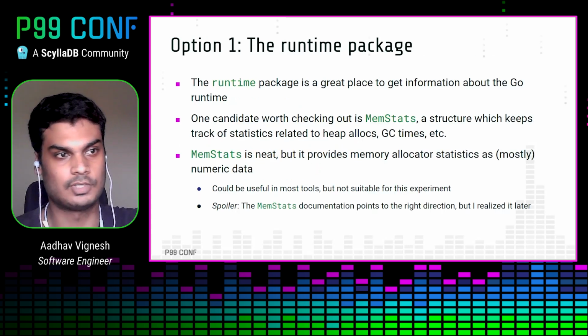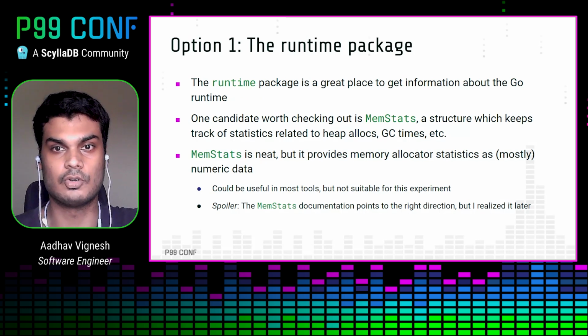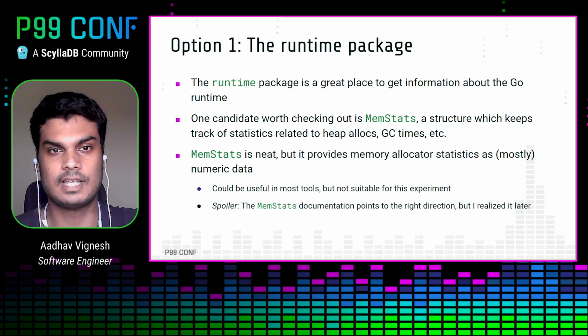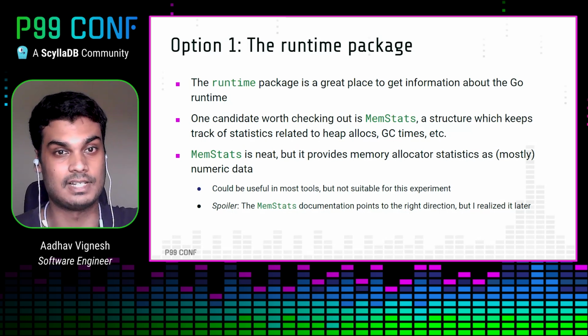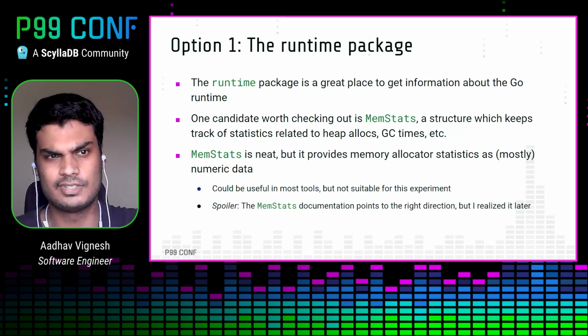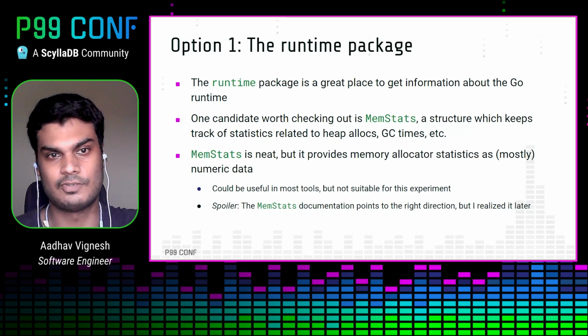The runtime package was my first option as it has a ton of functions related to the Go runtime. One candidate worth checking out was memstats as it's used by a few observability tools and it's something which I've read previously. Memstats is essentially a struct which contains statistics about the runtime, including heap allocations, GC timing, etc. Although memstats is a great place to find statistics related to the runtime, it's still numeric in nature.